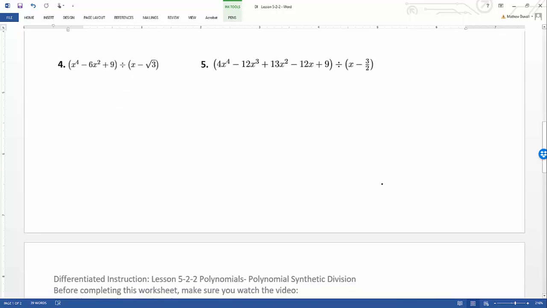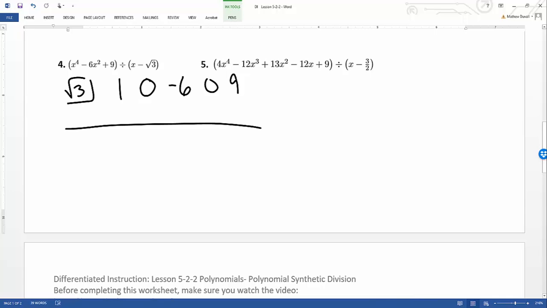Now the same thing goes for radicals. So don't stress if you get a radical, because the same idea is going to happen. So you just set it equal to 0, put that in the box. 1, I don't have an x cubed. Negative 6, I don't have an x. And then 9. Remember, we have to include placeholders. So 4, 3, 2, 1, constant. So you follow the pattern.